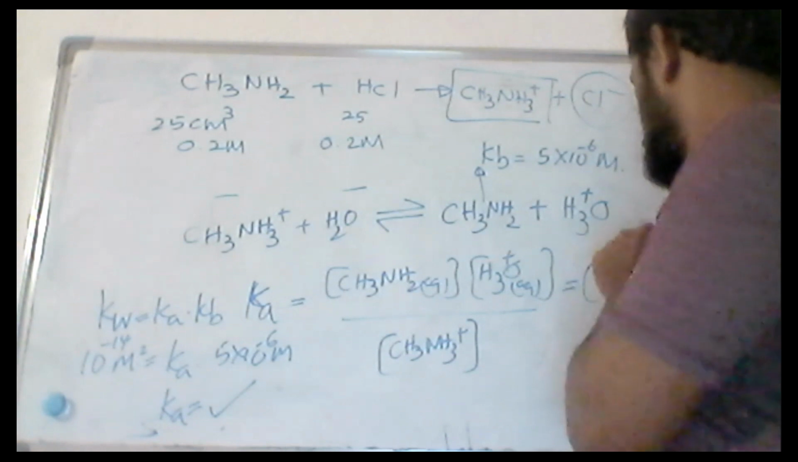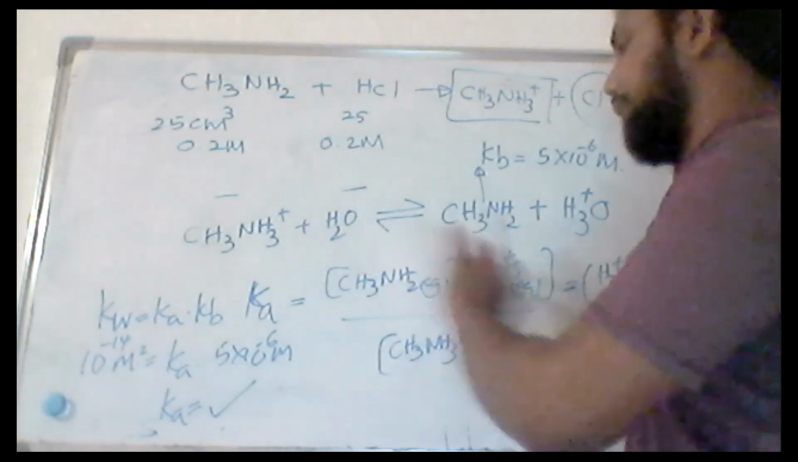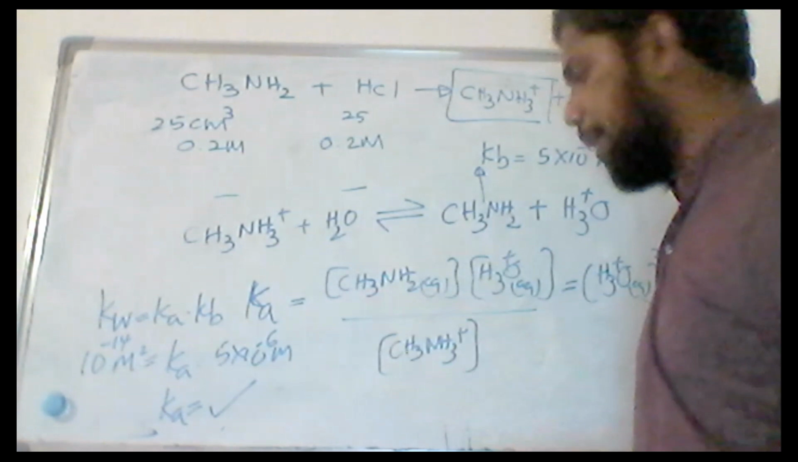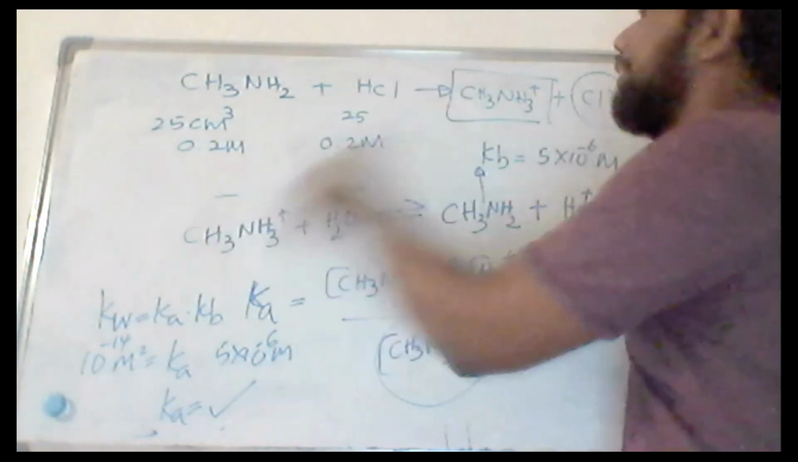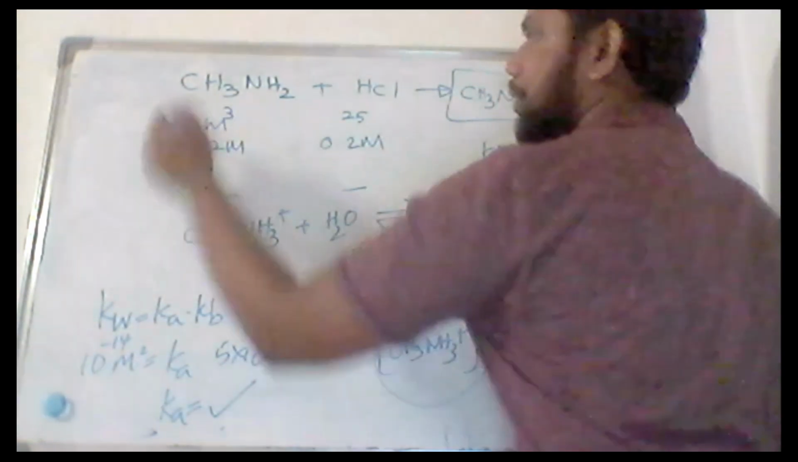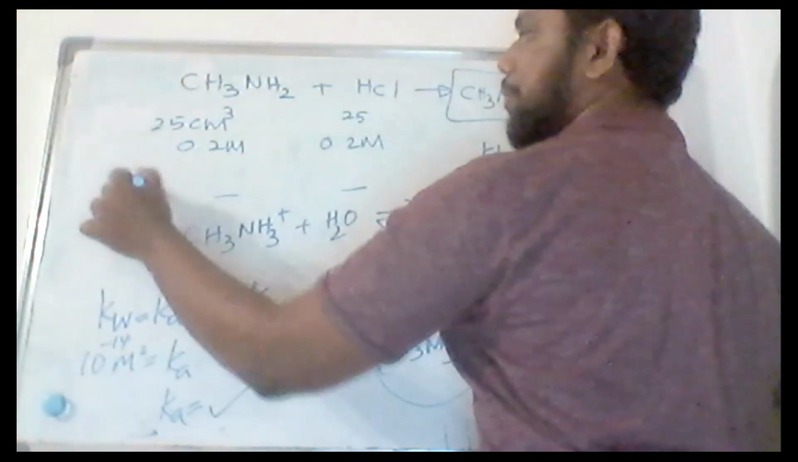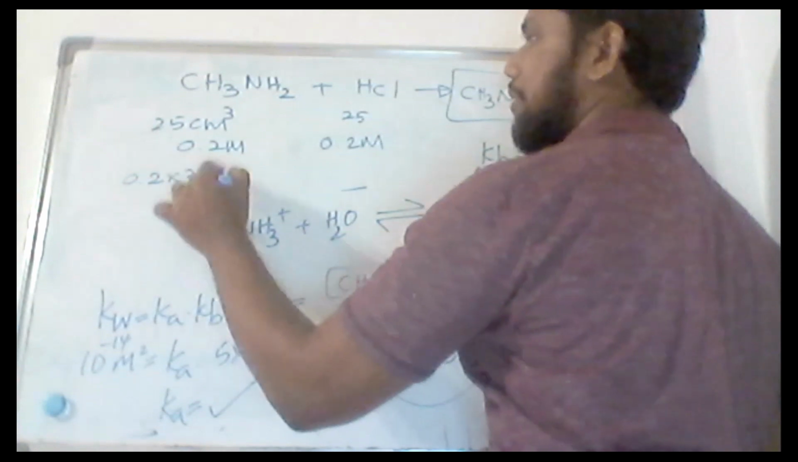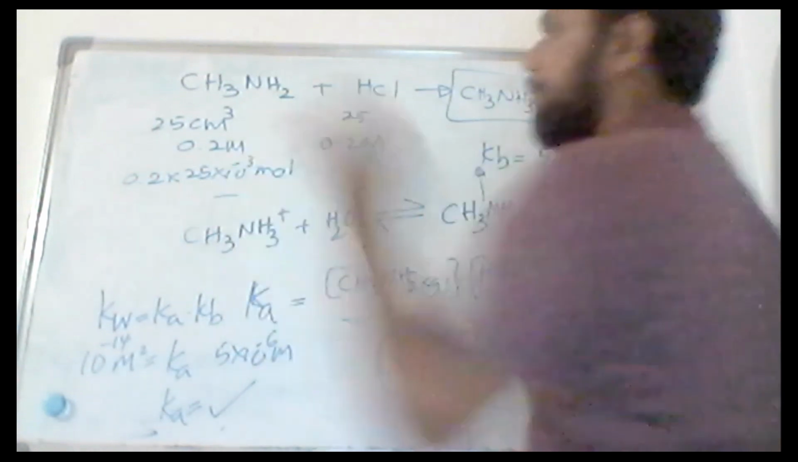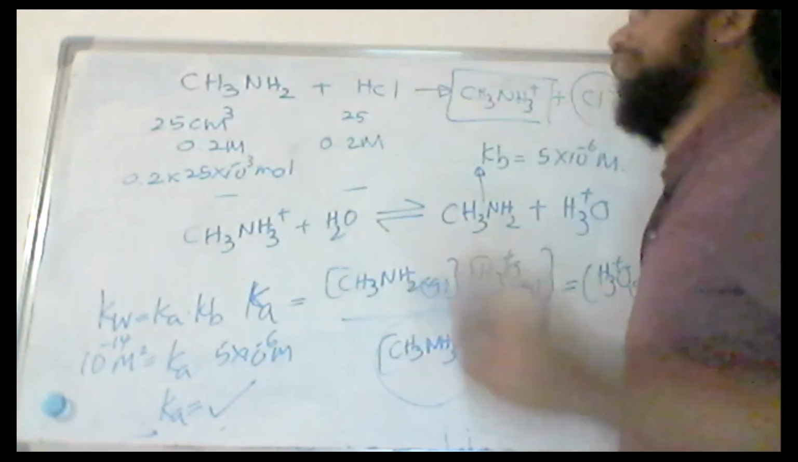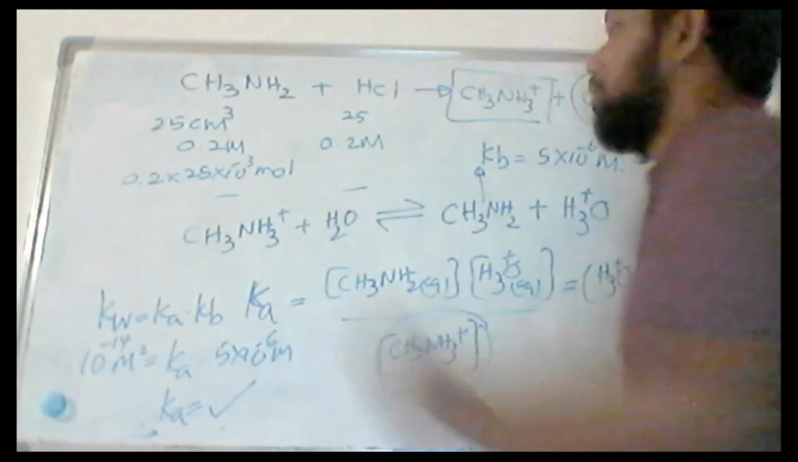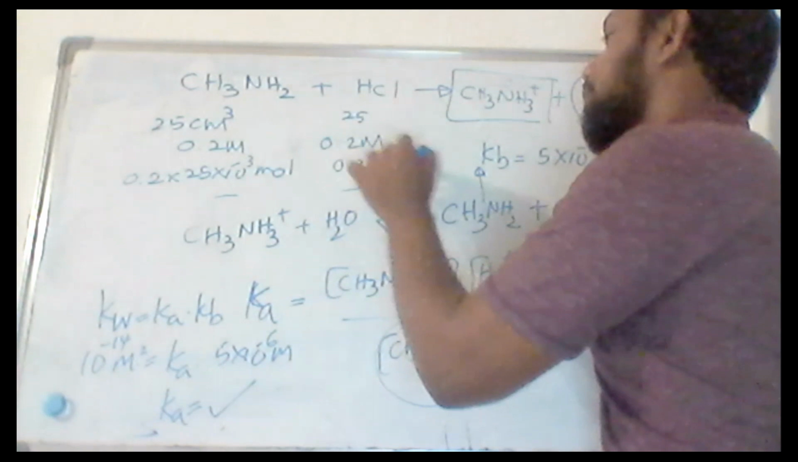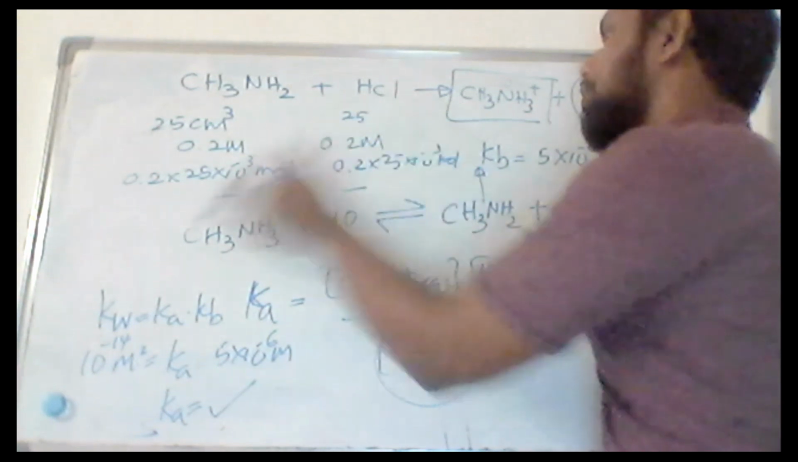squared, because you know these two concentrations should be equal at equilibrium. And for this one, you have to think about this reaction, because when you consider the number of moles here, it will be 0.225×10⁻³ moles, right? So this same amount of moles is going to react with the same amount of moles. Hence, the salt is formed in the same amount, right? So here, 0.225×10⁻³ moles is going to react here.